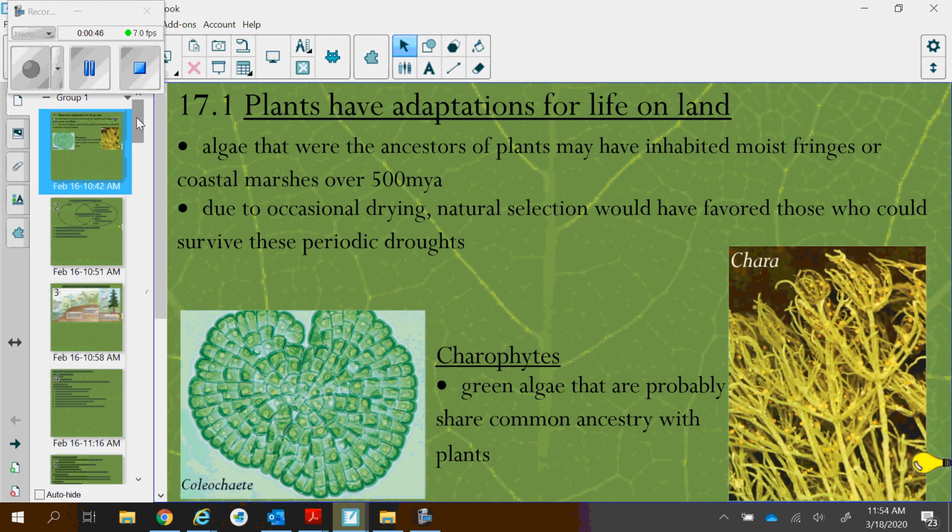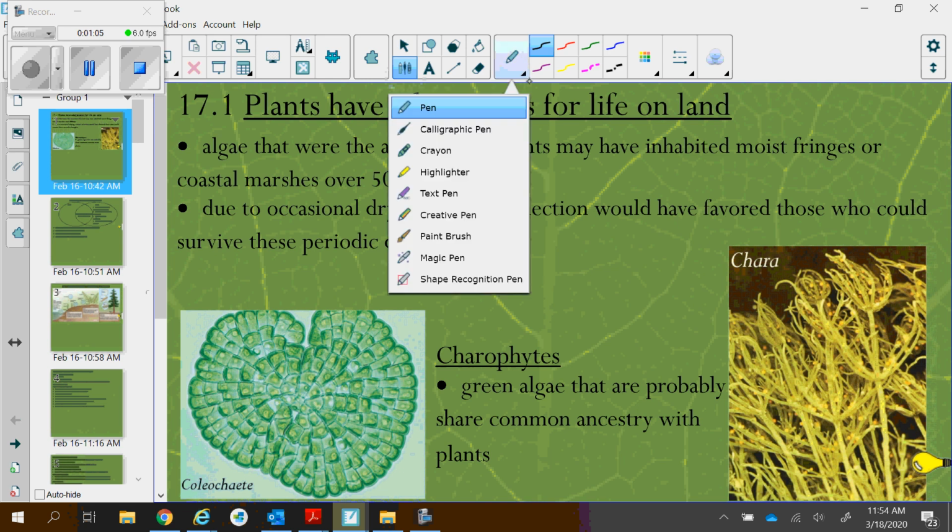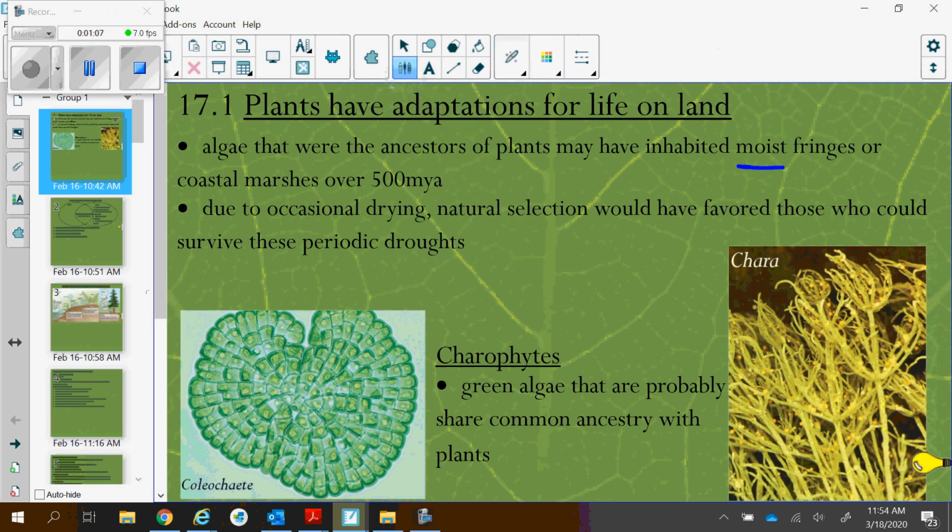All right. As for this one, plants. They didn't start out on land. They had to move their way onto land after they obviously got close to that land, growing in the shallow waters, right? So if you look, and I left my stylus at school too, so this is going to be a pain. But anyway, moist fringes or coastal marshes about 500 million years ago.